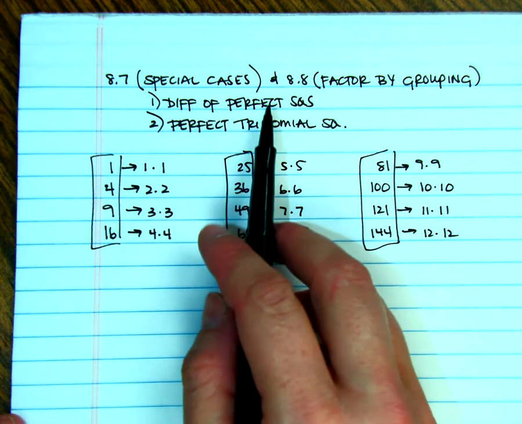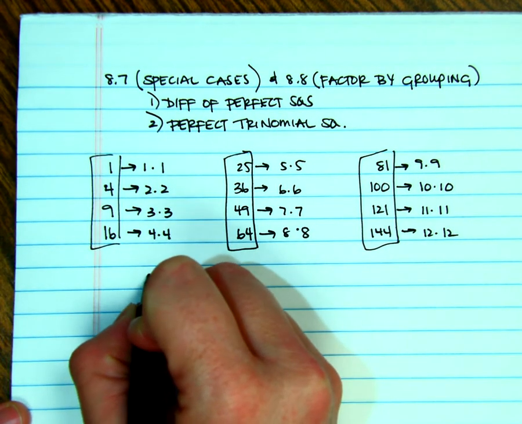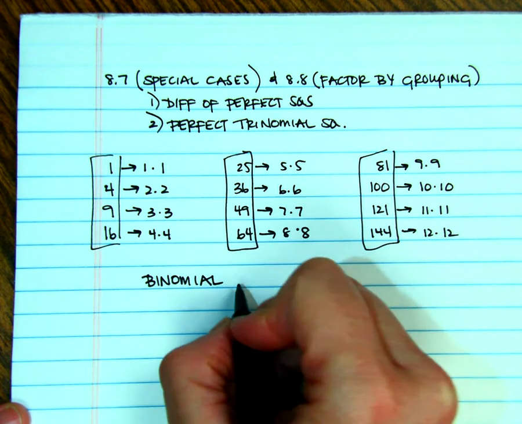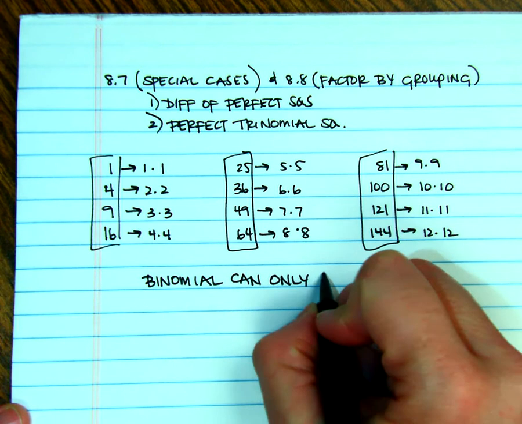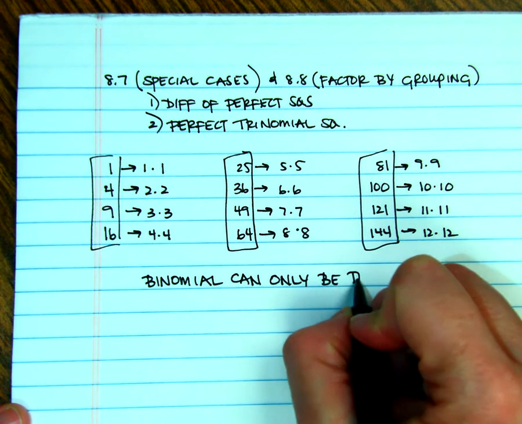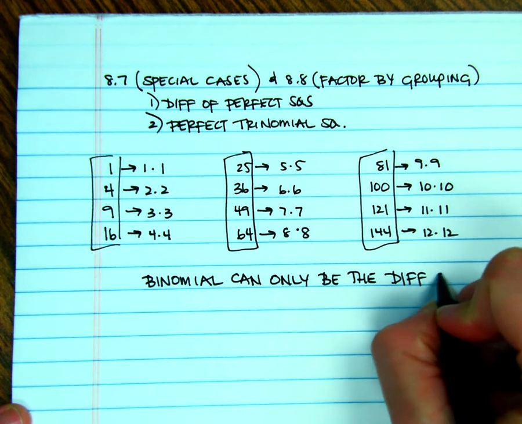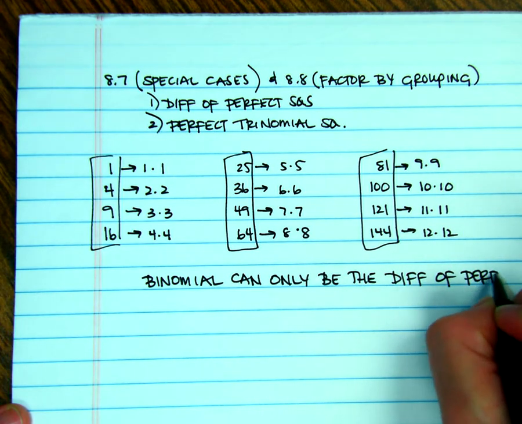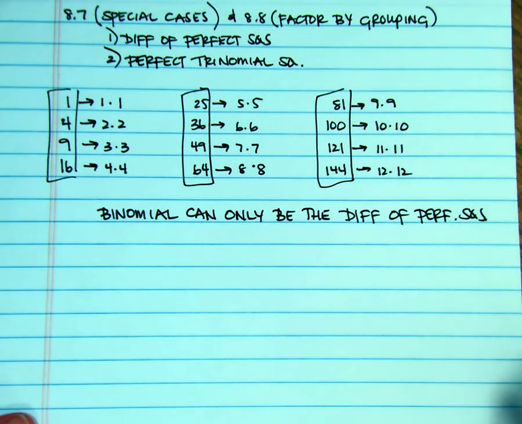The difference of perfect squares comes from a binomial. So a binomial can only be the difference of perfect squares. Okay. And if it's not, then you can't factor it. Either it is or it isn't.